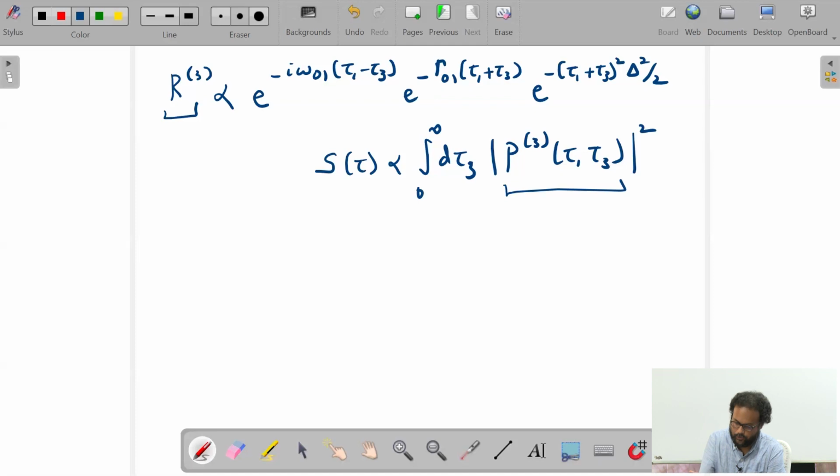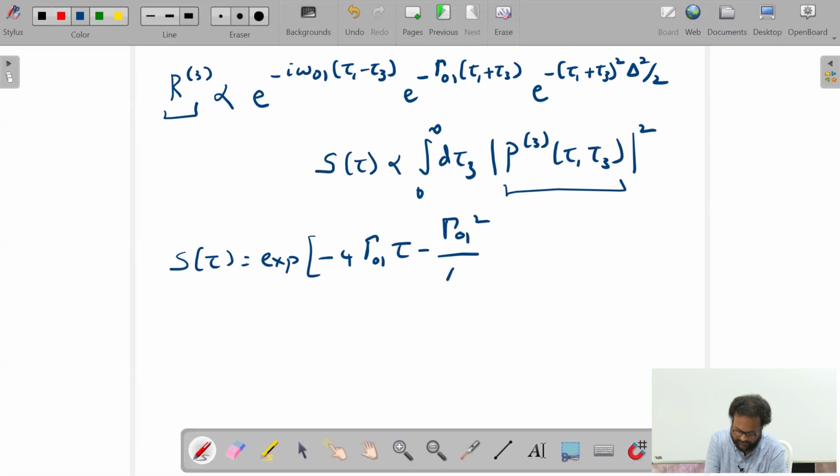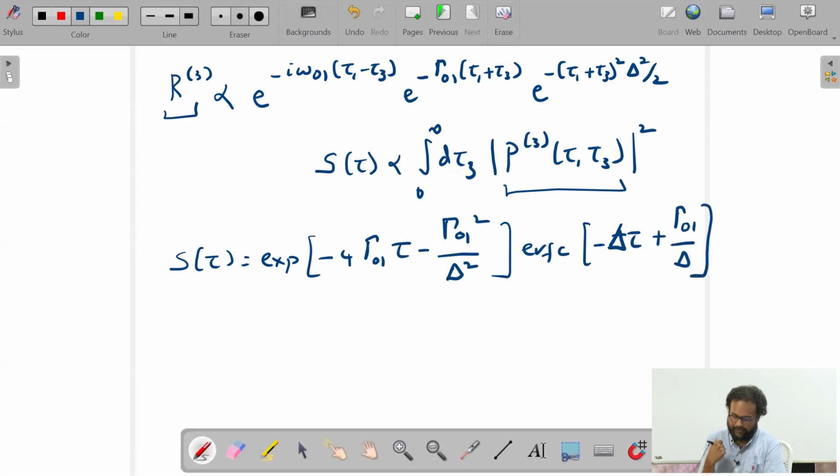And I could find an analytical solution for this kind of response function. It can be shown that S of τ will be exponential of minus 4Γ01τ minus Γ01² over Δ², times the error function of minus Δτ plus Γ01 over Δ. I'm not deriving this, I'm giving this to you, but the curious thing is that you have this error function, just a functional form which emerges.